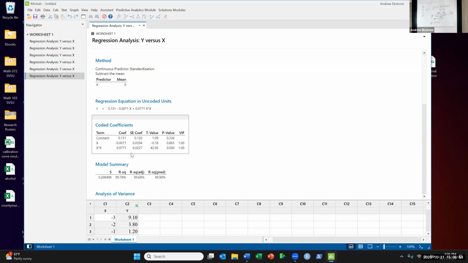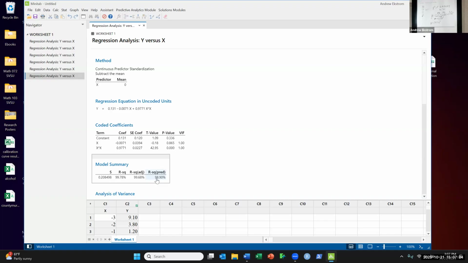So y equals 0.9771 times x squared. And in this case, that's going to be the best model that we can do. Looking at the model summary here, R squared adjusted and R squared predicted are both fairly high. That tells me that the model is actually pretty good at trying to predict future outcomes.